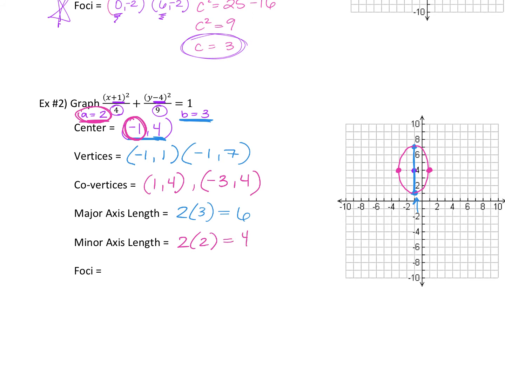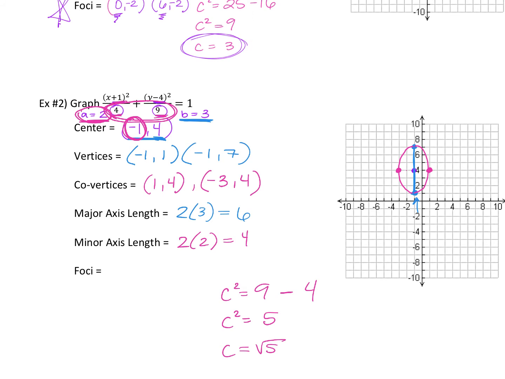And then your foci, C squared is going to equal either A squared minus B squared or B squared minus A squared. We know we're subtracting. It's always bigger minus smaller, so what minus what? Not 6 minus 4. 9 minus 4, yeah. So you want to take your A squared and your B squared. So 9 minus 4. So C squared is 5. Okay. Which means C is what? If C squared is 5, C is root 5. So the square root of 5.